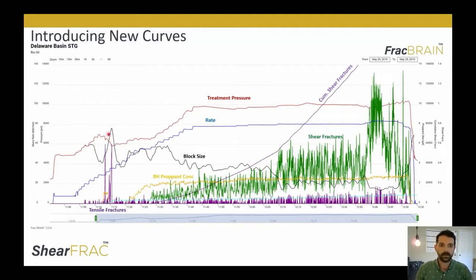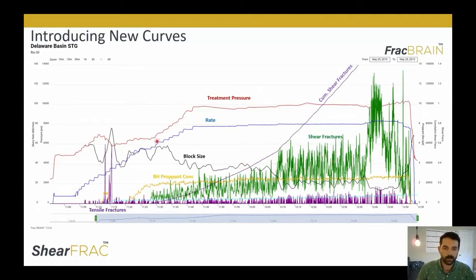And then the third curve you're looking at here is this black curve, which we call the block size curve. So when you're thinking about breaking down a rock, you've got to think three-dimensionally. So you're creating a fracture here, you're creating a fracture here. But you need to break that rock into a block. So the smaller you can get your block sizes, the higher your fracture density, the more area you're creating. So that's really what you're aiming to do, is get low block size, high shear fracture intensity.